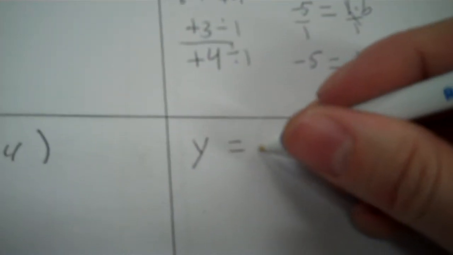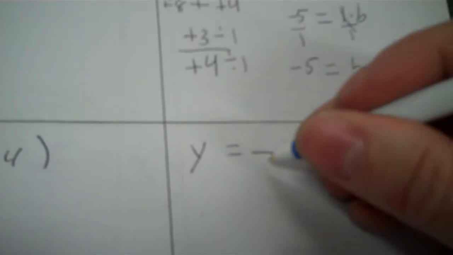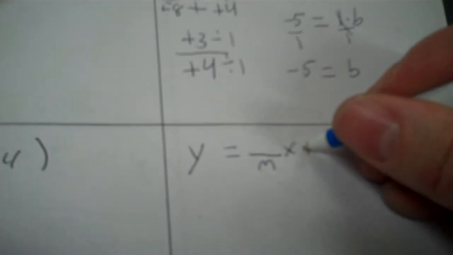Okay, next up, y. We need an x. In front of it is my slope. And then I add another number, which is my y-intercept, my b.